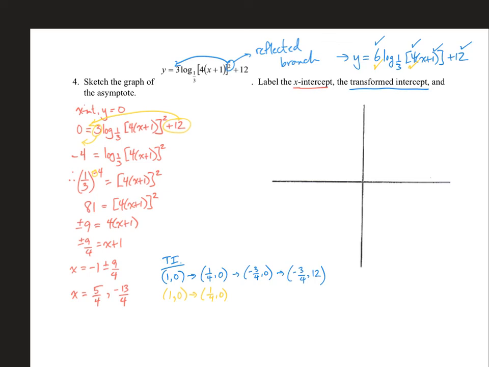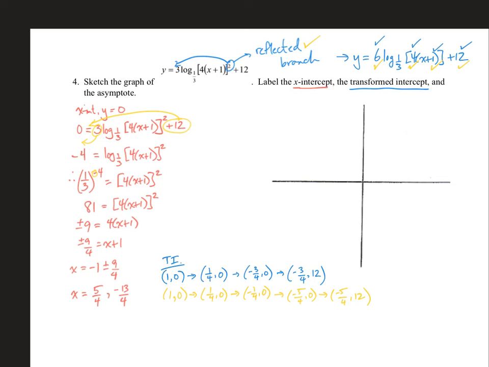Now I'm going to deal with the reflected branch. And so I'm going to reflect that across the y-axis so that I'm now lying at -1/4, 0. The only things left to do, shift it to the left 1, which puts me at -5/4, 0, and shift it up 12. And I now have the location of both transformed intercepts.